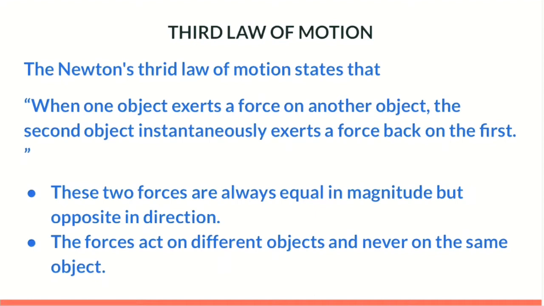Newton's third law of motion states that when one object exerts a force on another object, the second object instantaneously exerts a force back on the first. The statement implies that these two forces are always equal in magnitude but opposite in direction. These forces act on different objects and not on the same object.